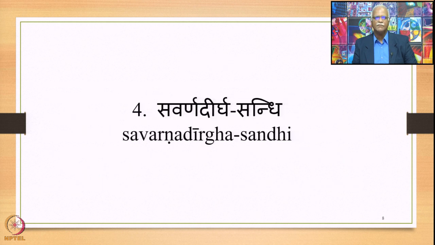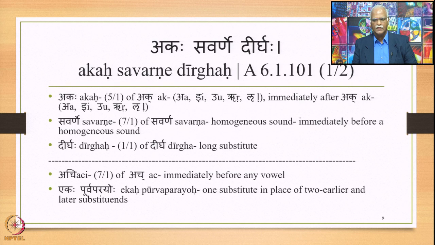Let us now study savarṇadīrgha-sandhi. This is stated by the sutra akas-savarṇe-dīrghaḥ 61101. There are three padas in this sutra. Akaha, which is 5/1 of ak. Ak is a, i, u, ru and lu. The first two sutras in the 14 pratyahara sutras are captured by the pratyahara ak. So akaha means immediately after ak. That means immediately after any of these sounds.